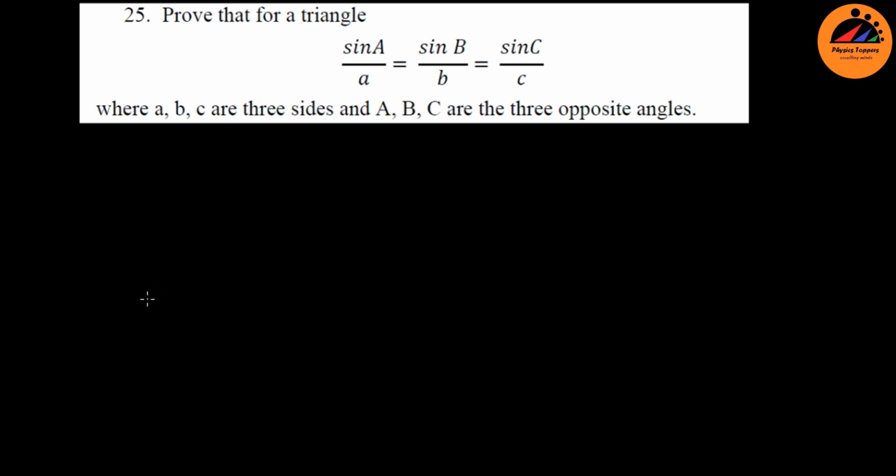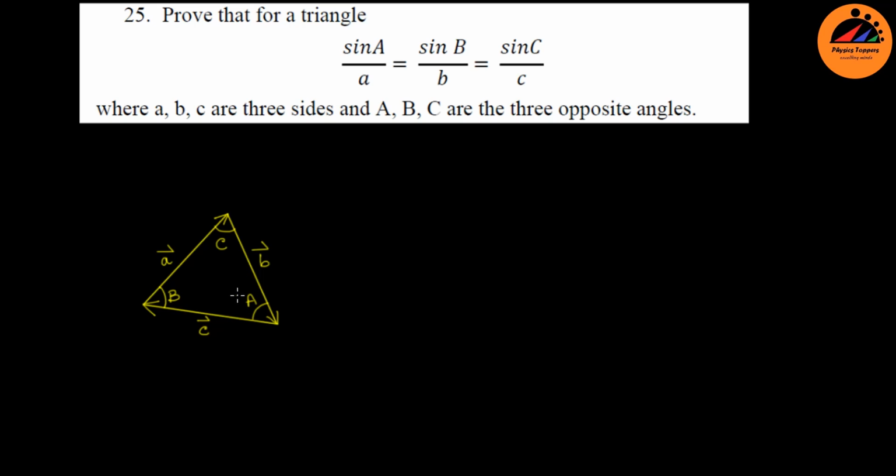Let's draw the triangle first. And consider this triangle on the plane of the board, and these sides are vectors. That means vectors A, B and C. So this is vector A, this is vector B, and this is vector C, and these are the opposite angles. This is A, this is C, and this is angle B.